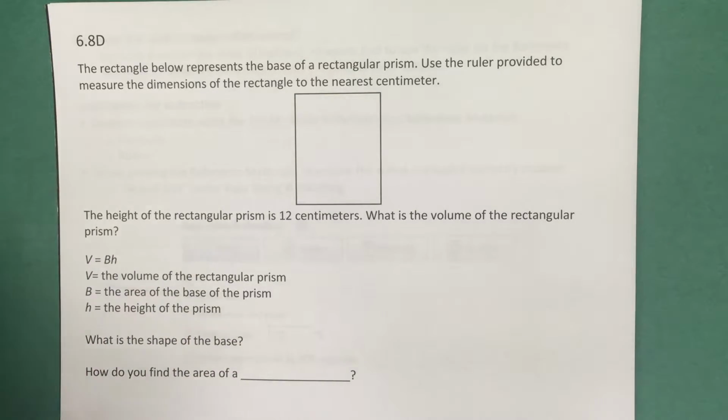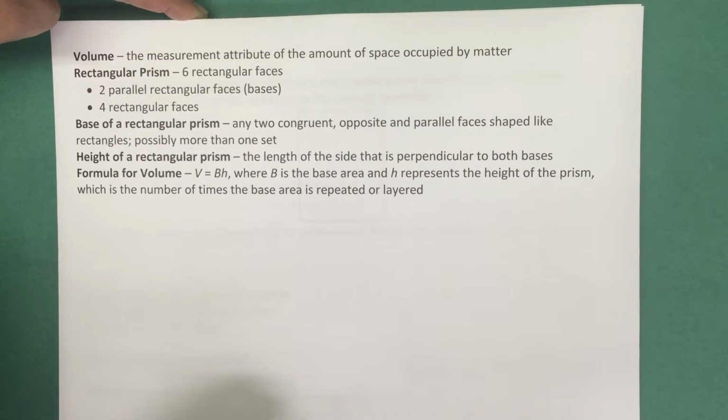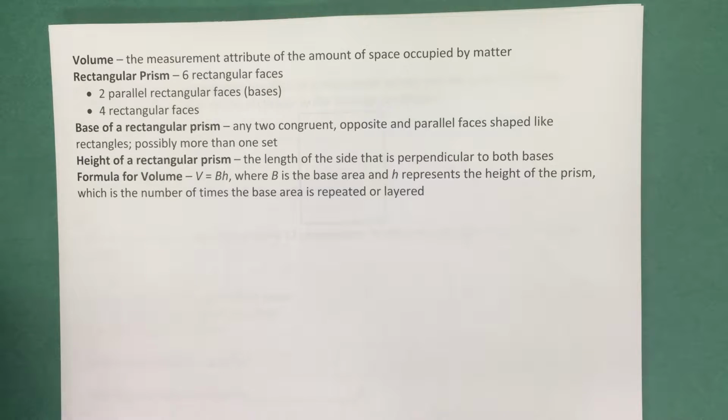Before we continue with solving this problem, I just want to review some vocabulary terminology with you. So first, let's discuss volume. Volume is a measurement attribute of the amount of space occupied by matter. A rectangular prism is a prism with 6 rectangular faces. 2 of the rectangular faces are parallel, and we call those the bases. The other 4 faces are also rectangular. The bases of a rectangular prism are any 2 congruent, opposite, and parallel faces shaped like rectangles. For a rectangular prism, there is more than one set.